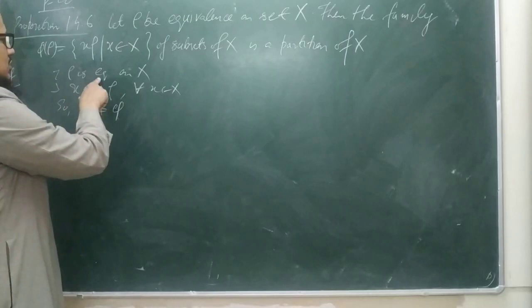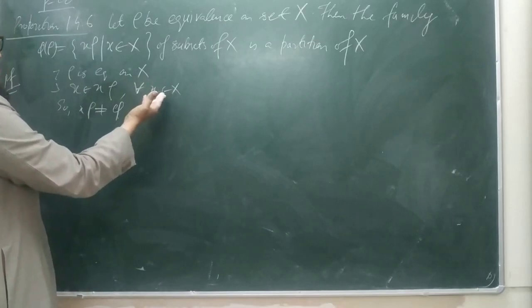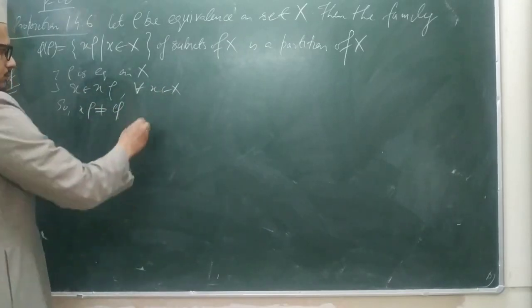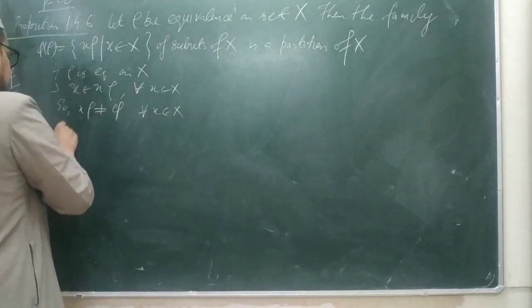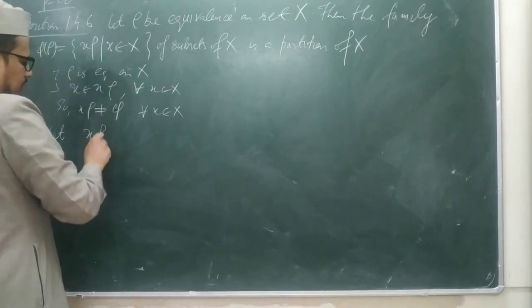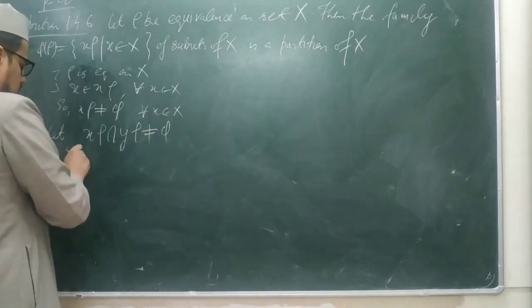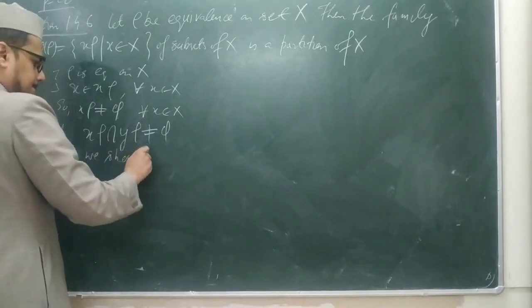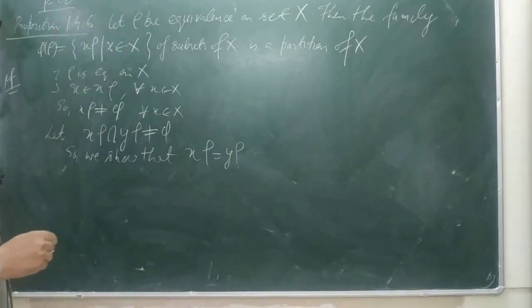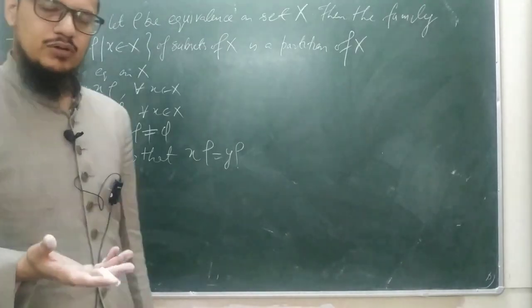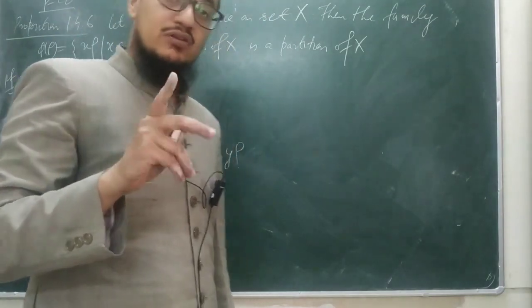Since rho is the equivalence relation on X, of course rho is reflexive. So x belongs to x row for every x belongs to X, so x row is non-empty. First thing. Second, let x row intersection y row be non-empty. We show that x row is equal to y row. This we have to show, correct? Because if they are disjoint, no problem. But if there is an element common, then both must be equal to each other. This we have to prove.